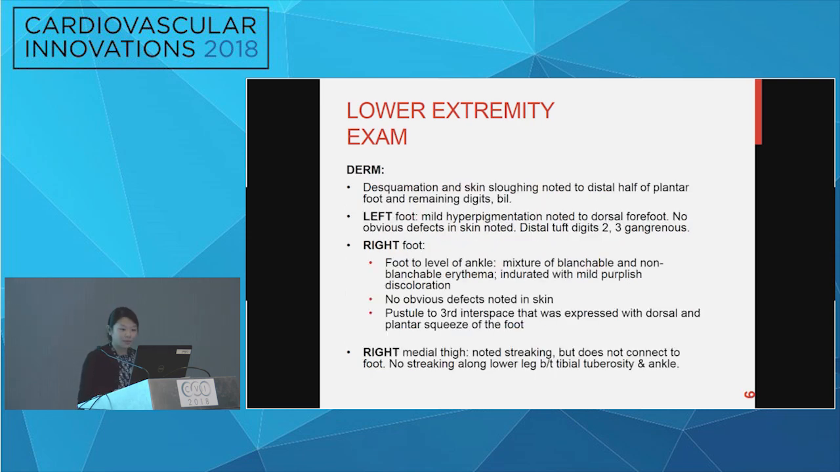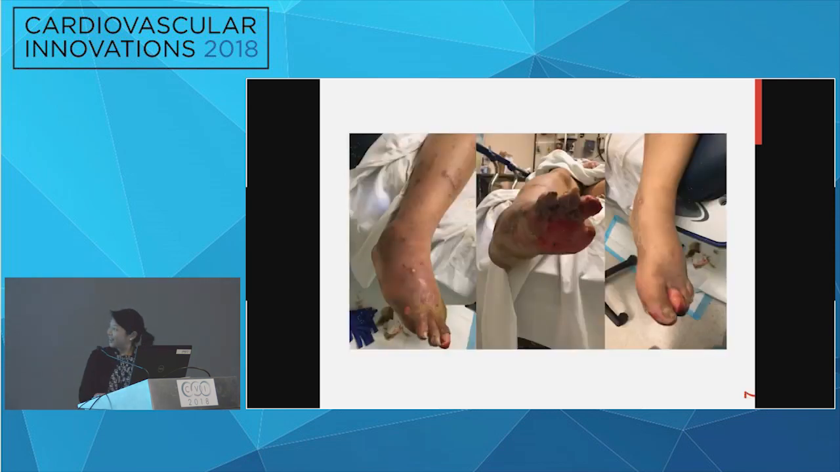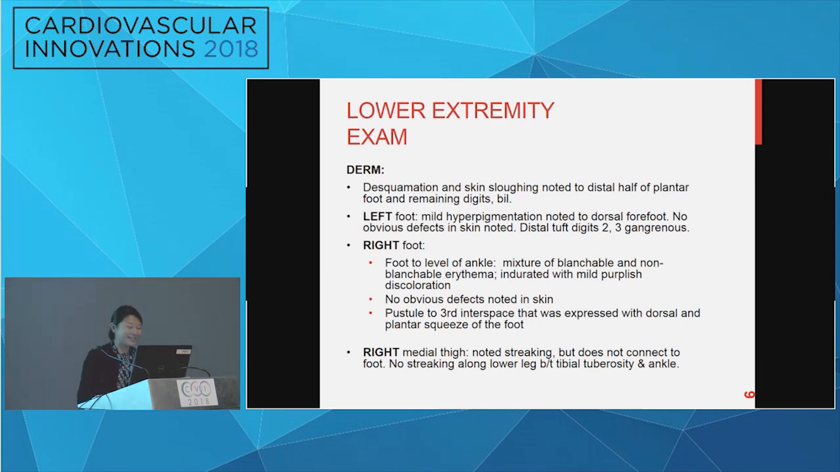Oh, it didn't come up. Oh, there we are. Okay, got confused.